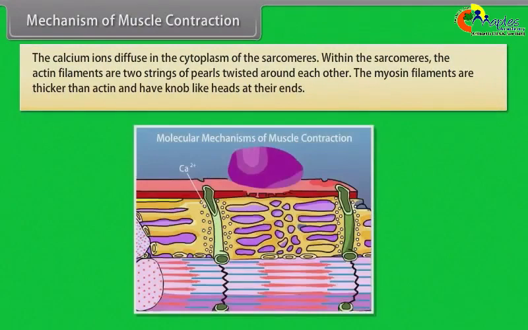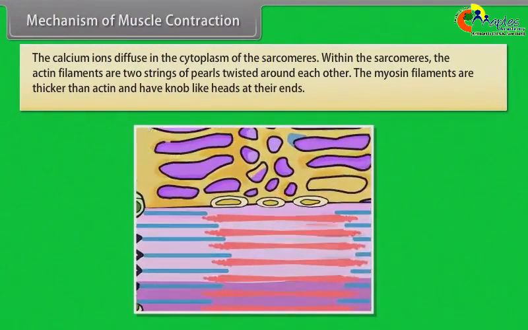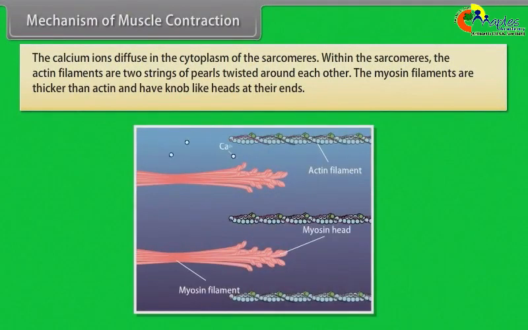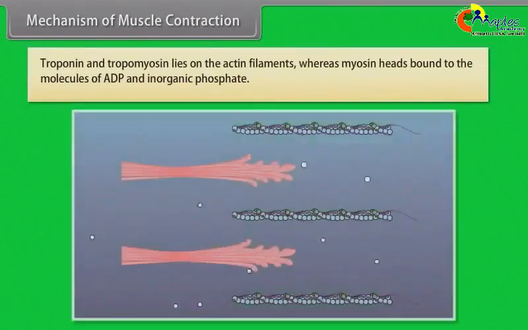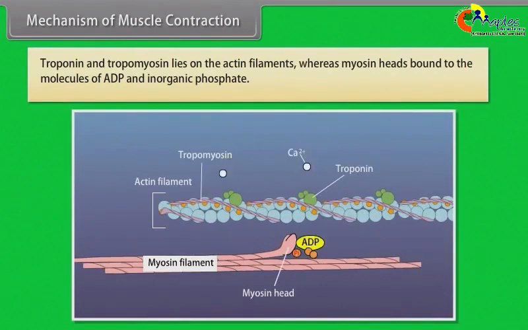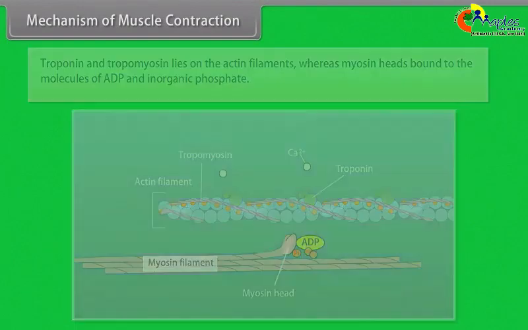The calcium ions diffuse into the cytoplasm of the sarcomeres. Within the sarcomeres, the actin filaments are two strings of pearls twisted around each other. The myosin filaments are thicker than the actin and have knob-like heads at their ends. Troponin and tropomyosin lie on the actin filaments, whereas myosin heads are bound to the molecules of ADP and inorganic phosphate.